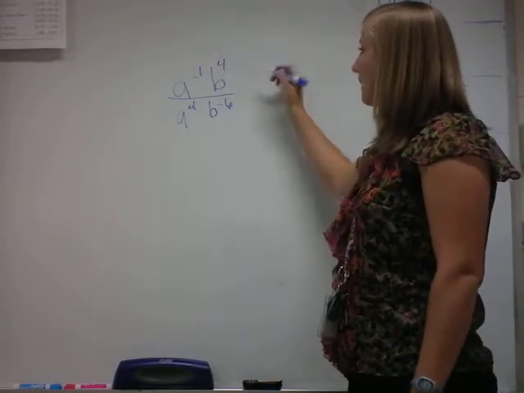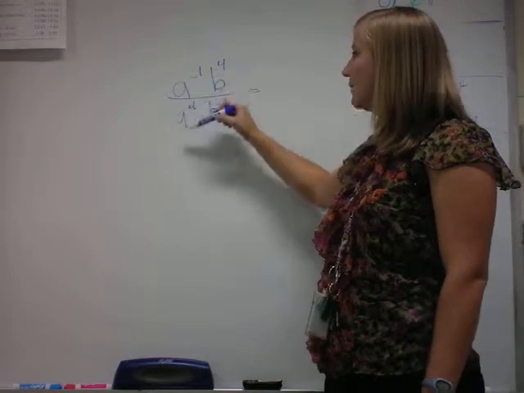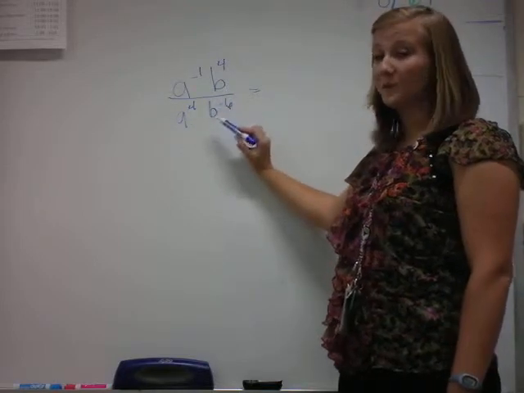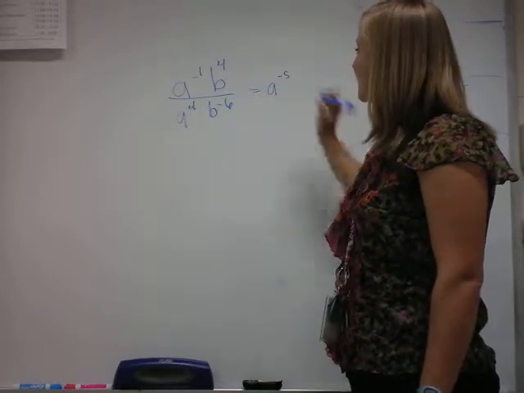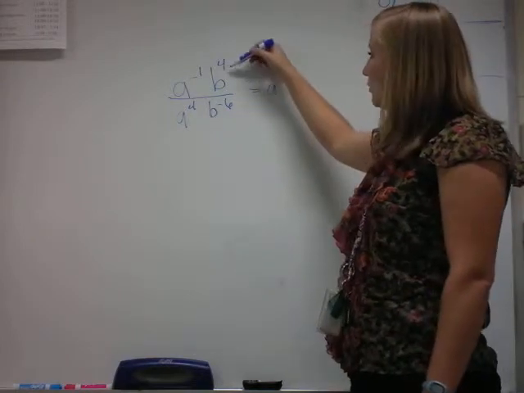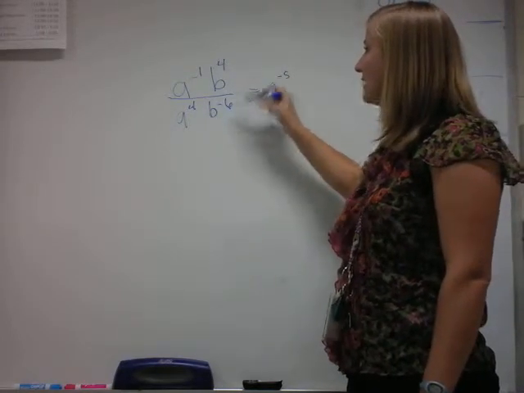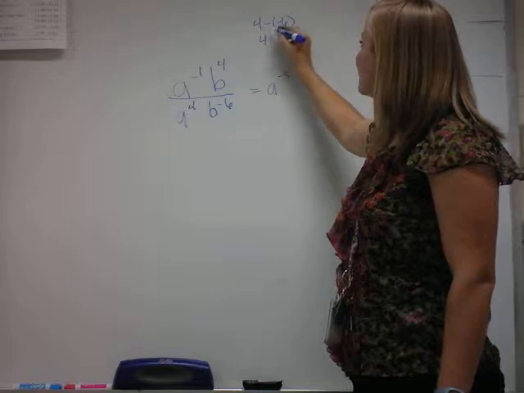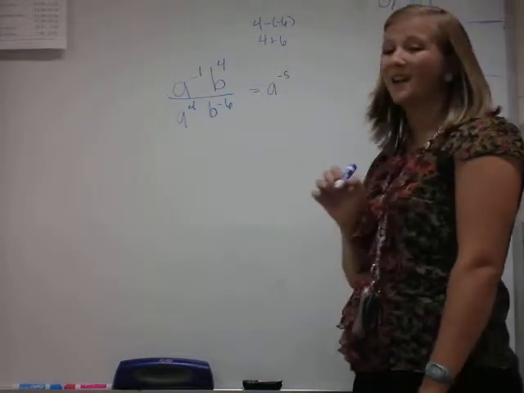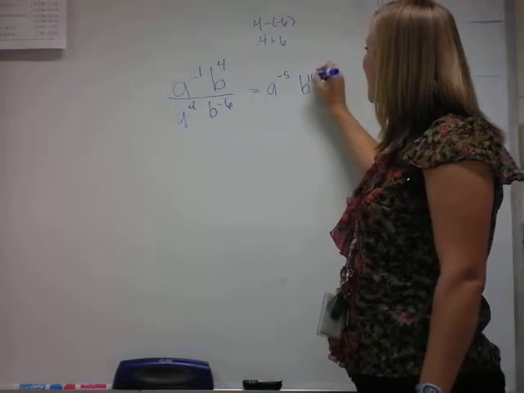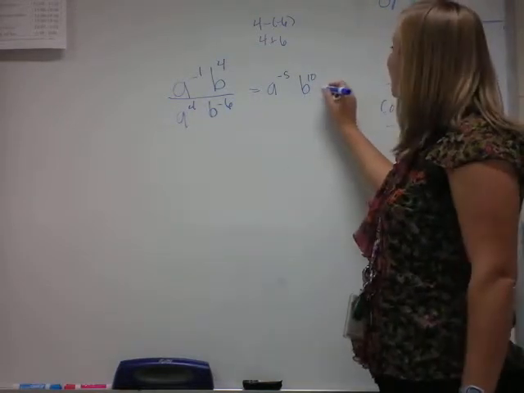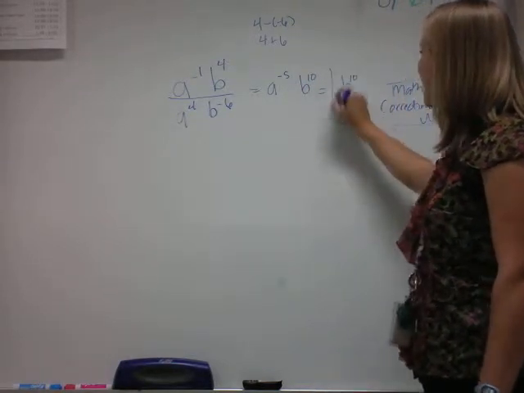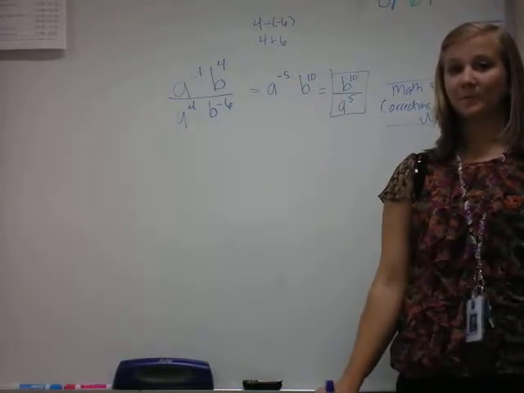What I'm going to do first is use the law we just learned, where if it's the same base, we can subtract the exponents. So -1 minus 4, when we subtract those, that gives us a to the -5th power. When we have 4 minus a -6, if you write that out, that changes to a +6. So that's going to be b to the +10th power. Then we keep the b to the 10th on top. We've got to make this positive, so we switch it to the bottom. That's my final answer. Okay?